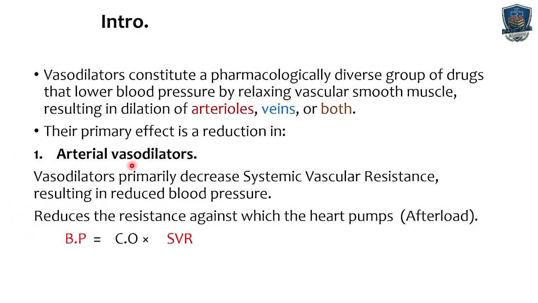This is what I'm trying to say. Our BP equals our cardiac output times the SVR. So if our cardiac output remains constant, a decrease in the systemic vascular resistance or a decrease in the afterload will automatically cause a decrease in the blood pressure. This is something that you have to understand as a student: those drugs that cause arterial vasodilation will lead to a decrease in the SVR and a decrease in blood pressure.